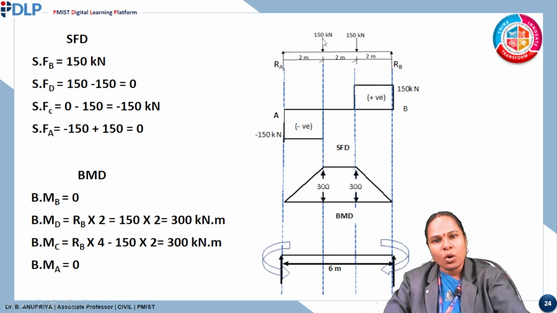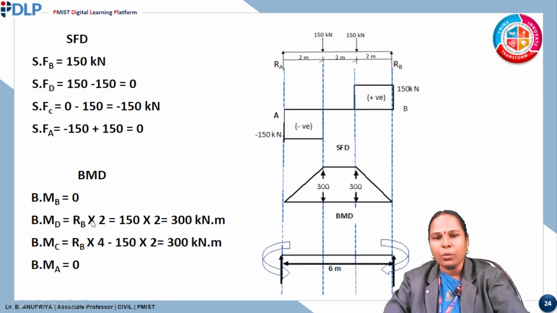From 0, again minus 150 kilonewton is acting here. So 0 minus 150 is minus 150 kilonewton, since upward is positive and downward is negative. So minus 150 kilonewton will be carried until this point. When it has come to this point, here it is minus 150 and the RA value is plus 150. So minus 150 plus 150 is 0. So this diagram ends here. This is the shear force diagram.